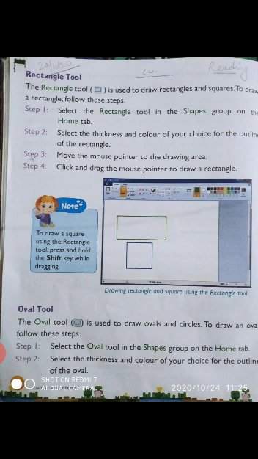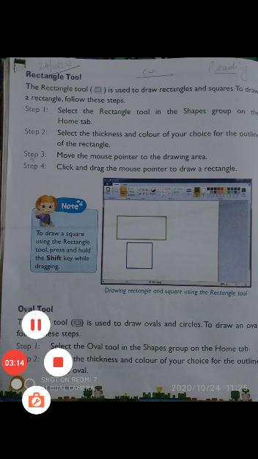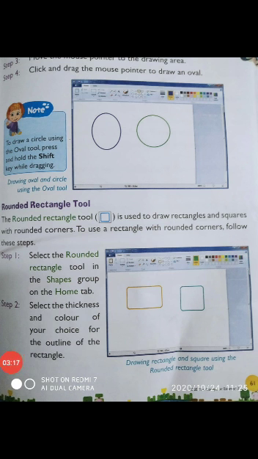Next is the rounded rectangle tool. If you want to draw with the rounded rectangle tool, it means there are no sharp corners. Corners are in a rounded shape. The rounded rectangle tool is used to draw rectangles and squares with rounded corners. To draw a rectangle with rounded corners, follow these steps. Step 1, select the rounded rectangle tool in the shapes group of the home tab.